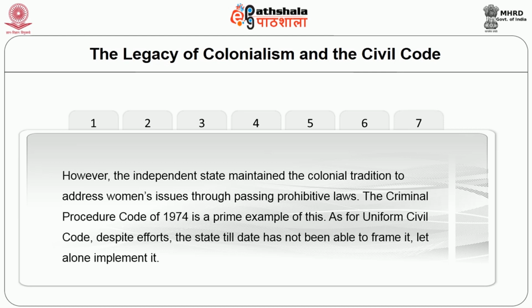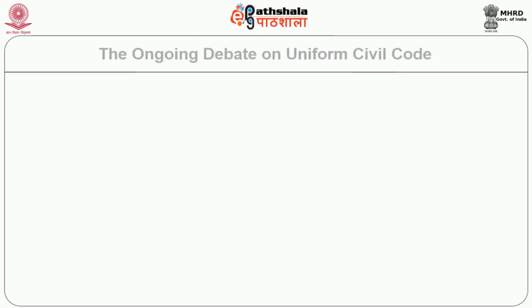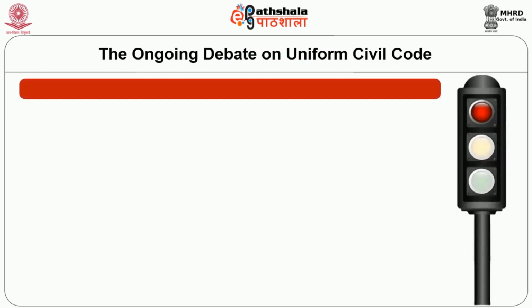However, the independent state maintained the colonial tradition to address women's issues through passing prohibitive laws. The Criminal Procedure Code of 1974 is a prime example of this. As for the Uniform Civil Code, despite efforts, the state till date has not been able to frame it, let alone implement it. Section 2. The ongoing debate on UCC.